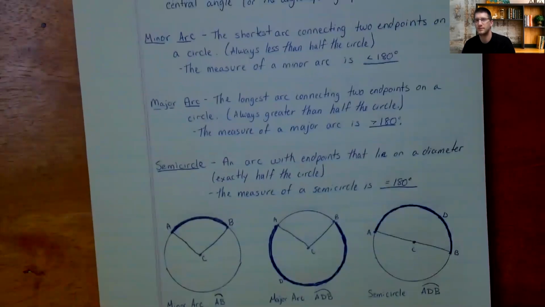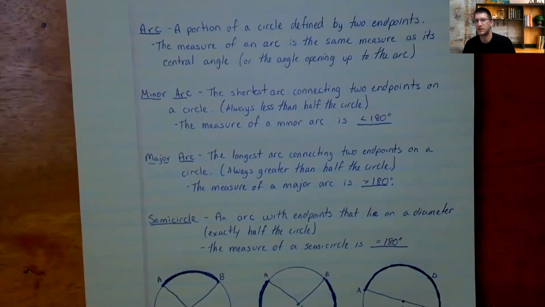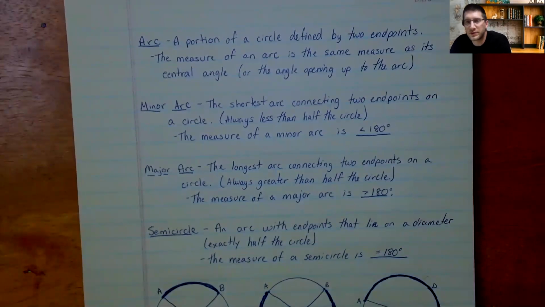All right, moving along, we have our definition. We have a couple definitions here that we're going to go over kind of all at once. And these are all in your notes as well. So it says, what is an arc? Well, an arc is just a portion of the circle defined by 2 endpoints. The measure of an arc is the same as the measure of its central angle, or the angle that's opening up to the arc. Right?